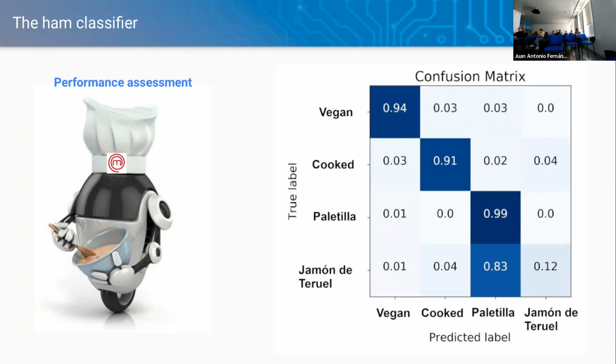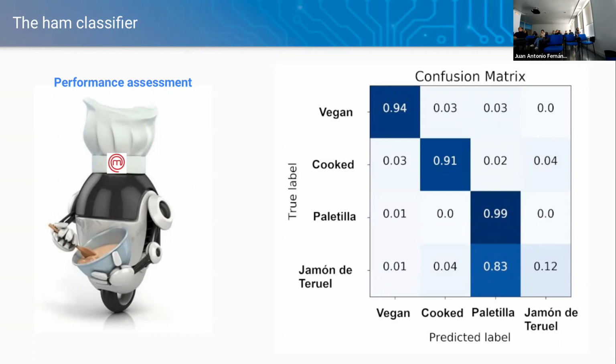Because we are not living in a perfect world, what you will find is probably something like this: maybe 94% of the vegan hams have been properly classified as such, 91% for the cooked hams have been also properly classified, and also the quality, since it's doing a really good job there. But you may notice that in this final class, which is the Jamón integral, only 12% have been properly classified as Jamón integral. And by looking at the matrix, you can see where the misclassified hams have gone. It's going actually to the Paletilla class.